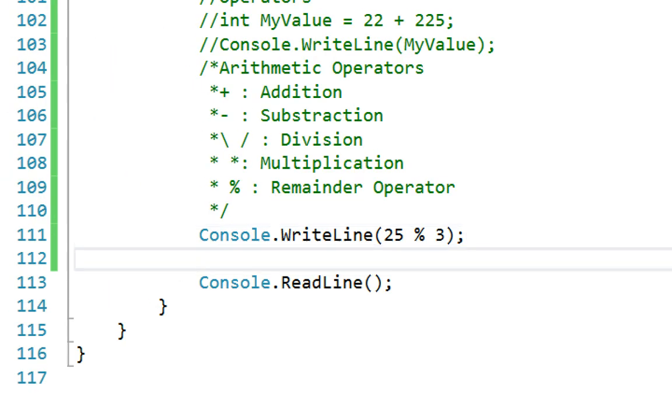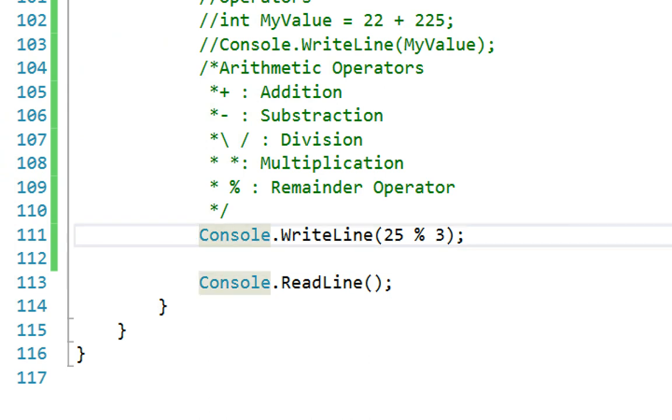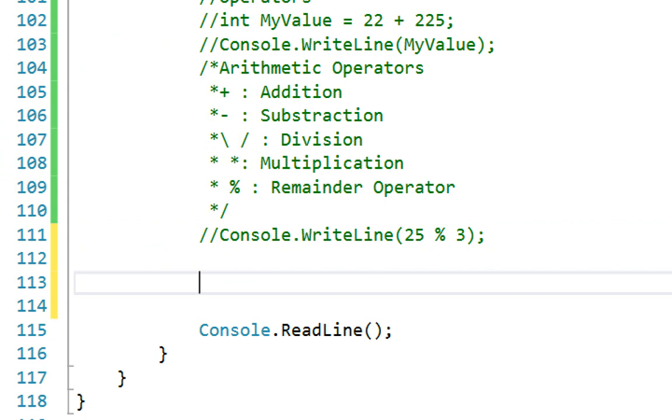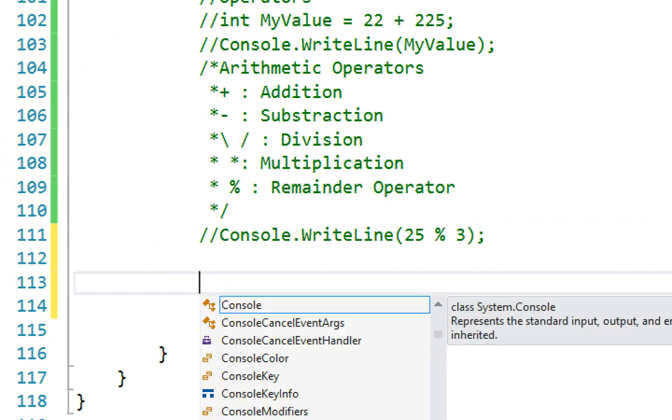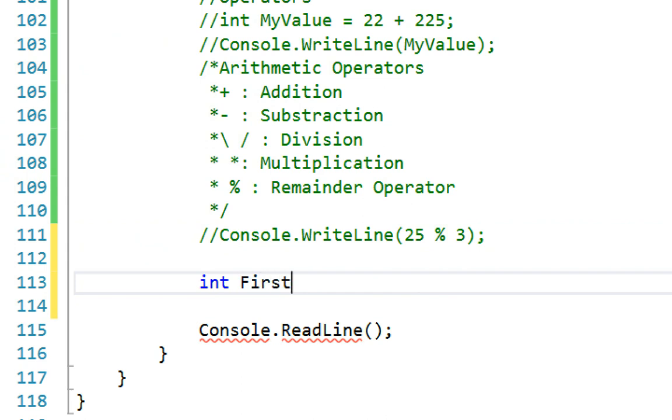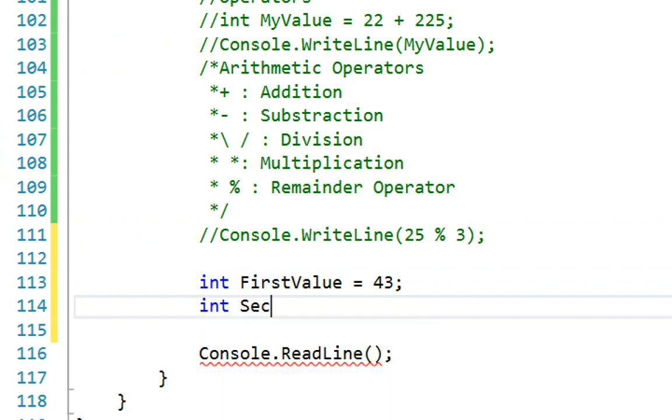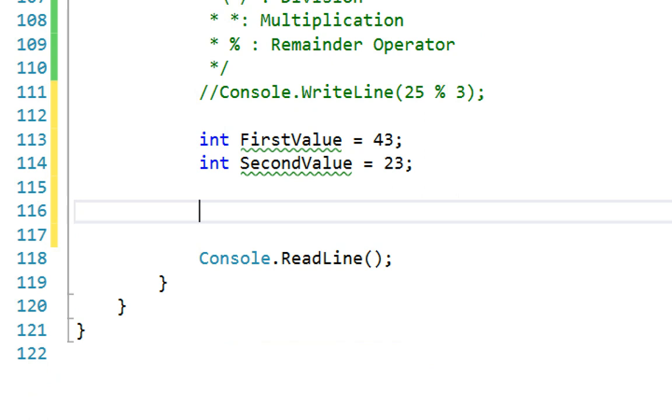Right. The next one will be the logical operators. Remember, let's say int first value equals 43 and second value equals 23. Another kind of operator is the logical operators that we use to determine if something is equal to something, or lesser than something, or greater than something. You remember we've used it quite a lot, but we never understood how it really works. So let us really understand them now.